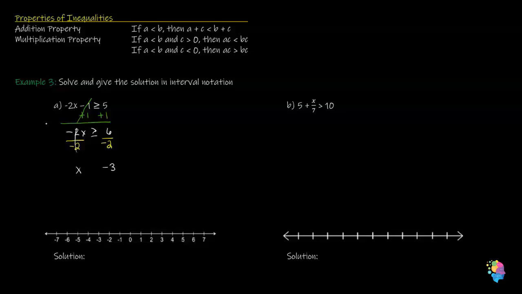But I have to remember right here, I am dividing by a negative value. And when we divide or multiply by a negative value, then that inequality has to flip. So instead of being greater than or equal to, now it's going to be less than or equal to. So let's start graphing then.